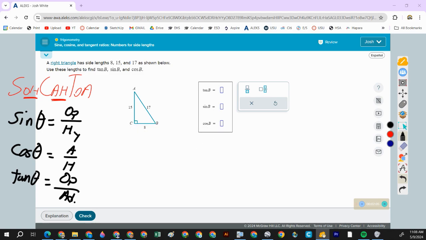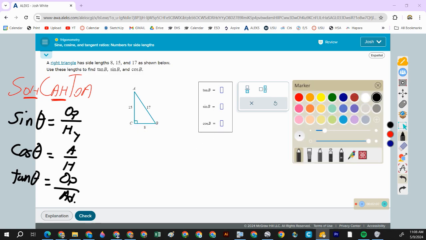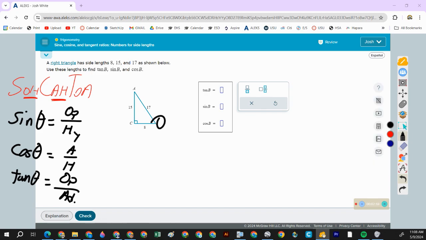So question 1, what is the tangent of B? So here's angle B, would be O over A, 15 over 8. What is the sine of B? That would be O divided by H, 15 over 17. Just type in the fraction. So this would be 15 over 17. And what is the cosine of B? 8 over 17.